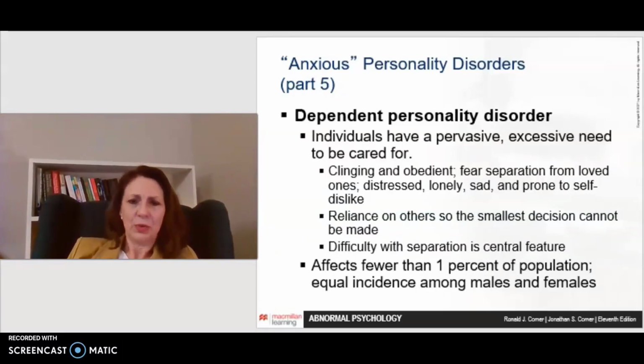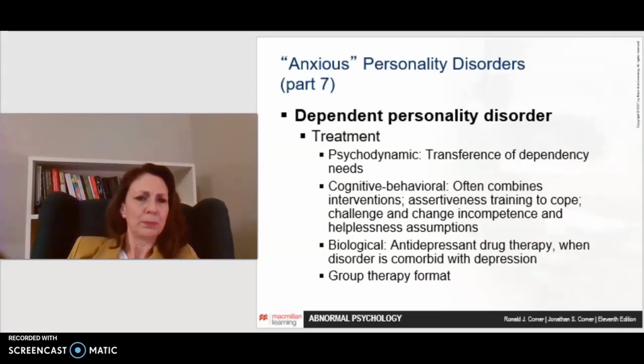Dependent personality disorder is where an individual has a pervasive, excessive need to be cared for. They tend to be clinging and obedient. They fear separation. They become distressed, lonely, sad, and prone to self-dislike. They rely on others, so the smallest decision cannot be made. Difficulty with separation is a central feature. This affects fewer than 1% of the population.